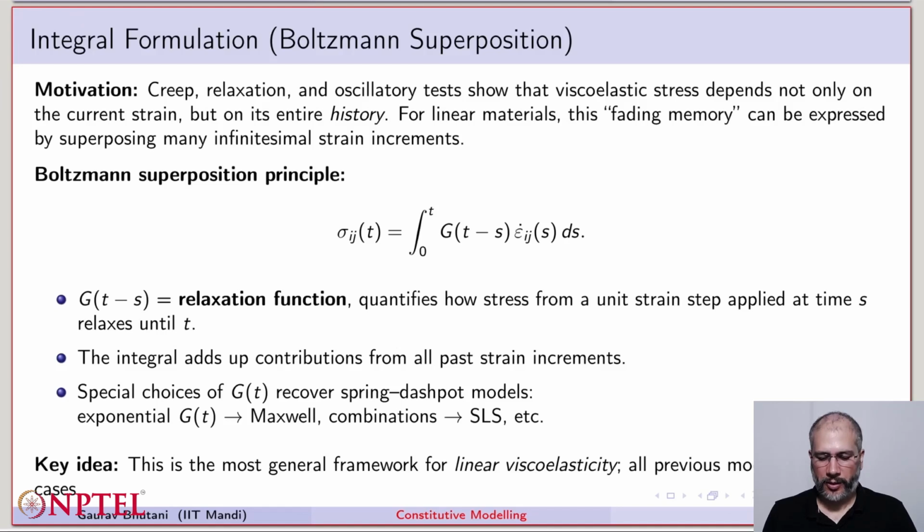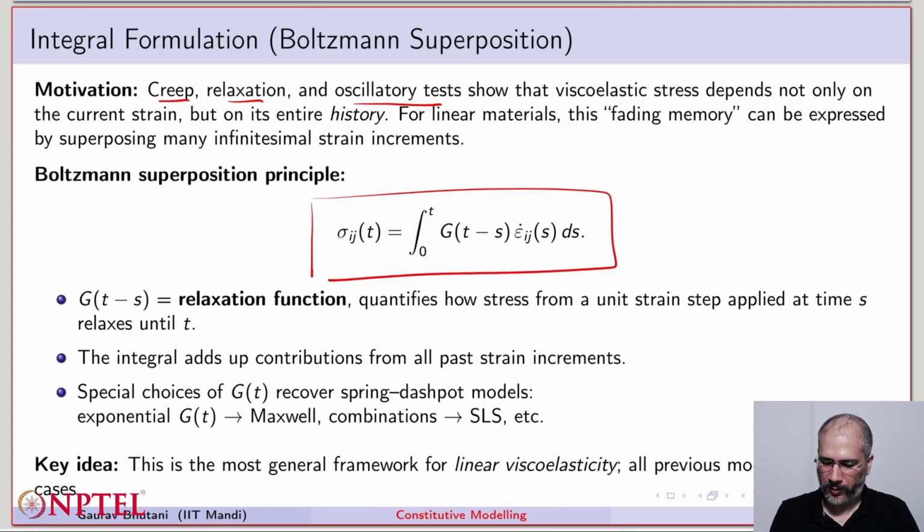So the final topic for today's discussion is the integral formulation, which is basically related to the viscoelastic response of materials. So we talked about creep, relaxation, and oscillatory tests, but the solution for sigma that we get fits a standard expression as shown here. Because what we notice is that the stress in viscoelastic materials depends not just on the current strain, but on the complete history of the strain. So this is like a fading memory effect where the strains from previous times contribute less as compared to strains from the recent times.